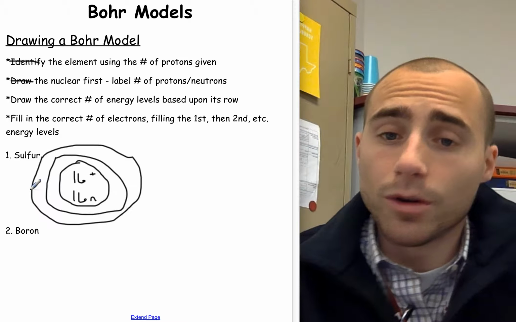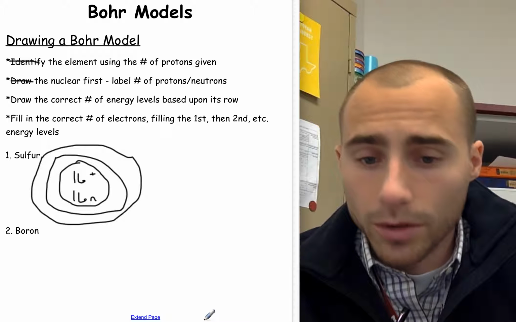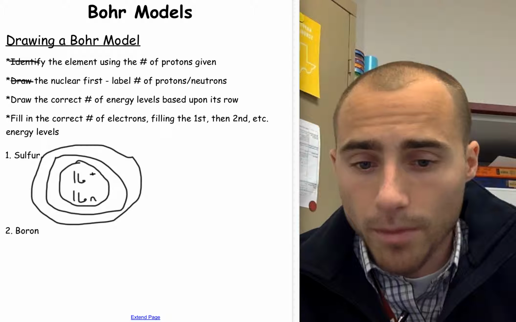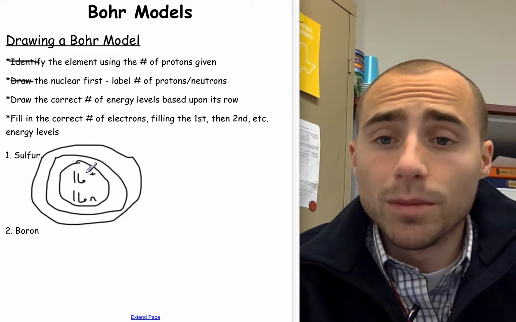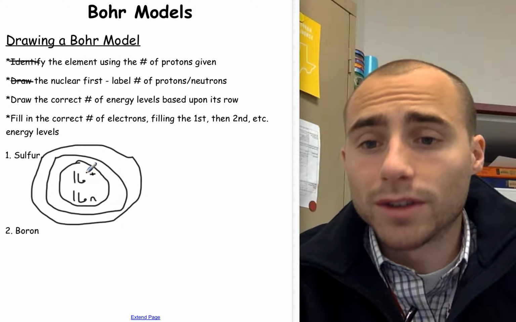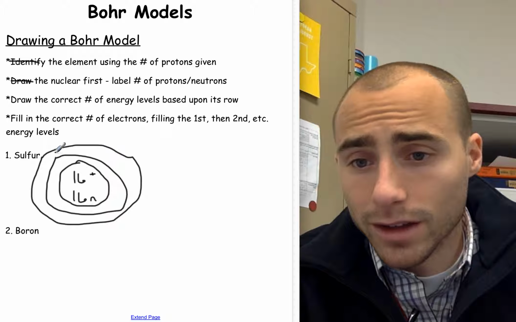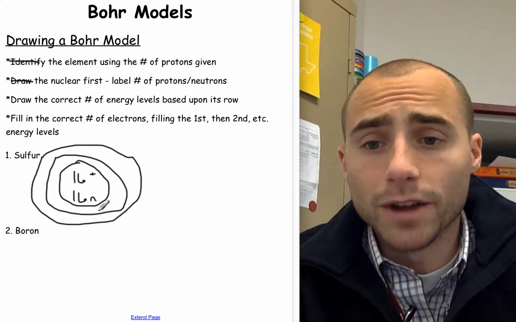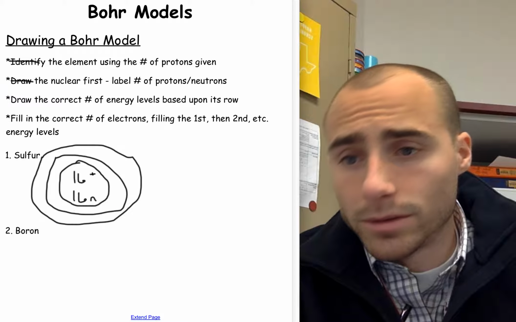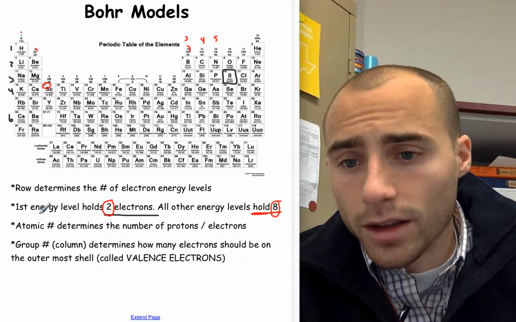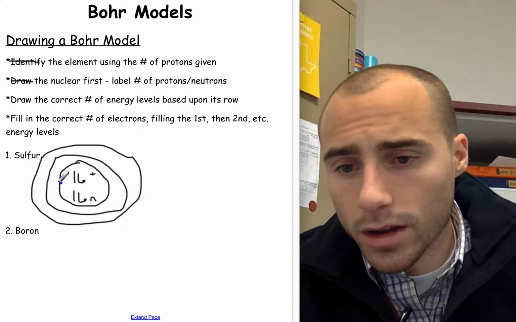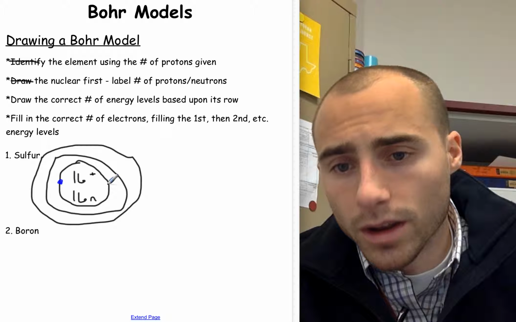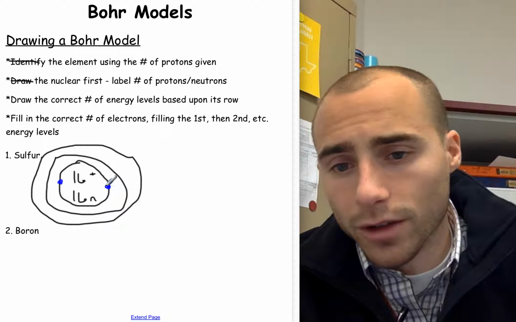Now I fill in the correct number of electrons. I'm going to do electrons in blue so we can see them. I know if it has 16 protons, then it's also going to have 16 electrons. So I have to fill in 16 electrons on these different energy levels. Remember, if we go back here, the first energy level can only hold 2 electrons. So I can put 1 here and 1 here. So that has filled my first energy level.